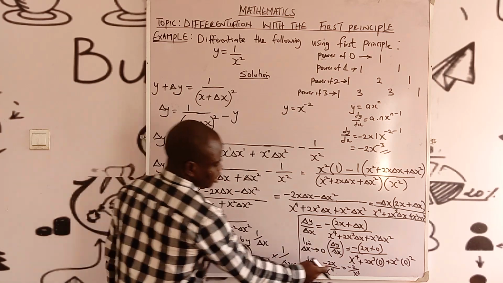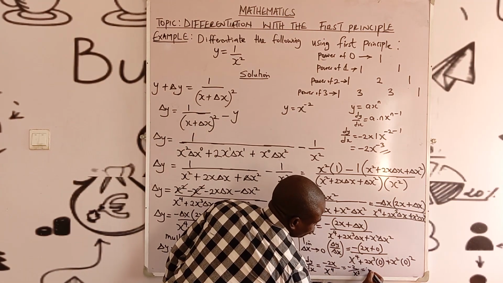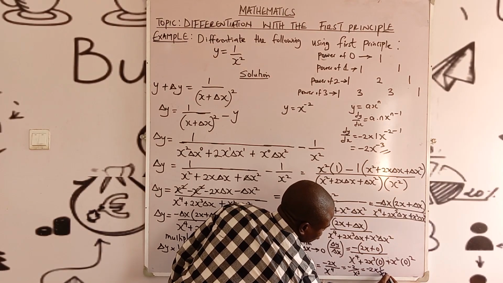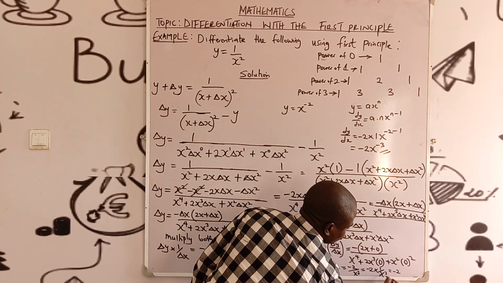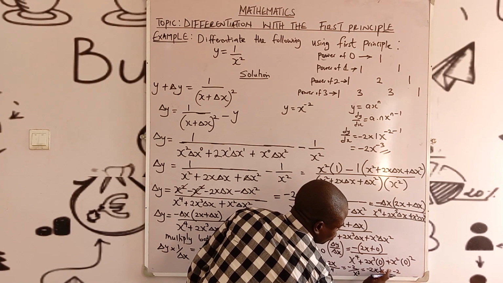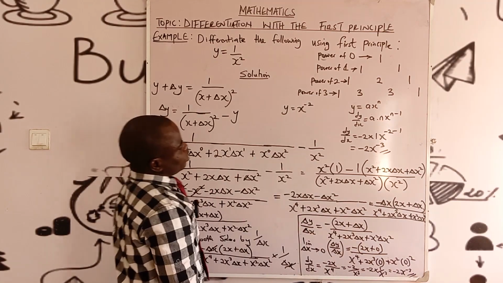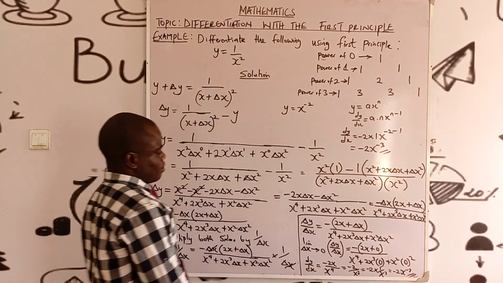Okay, which is the same thing as this, because this one you can still continue to have as minus 2 times 1 over x raised to power 3, which equals minus 2 over x cubed, which is the same thing as what you have here.